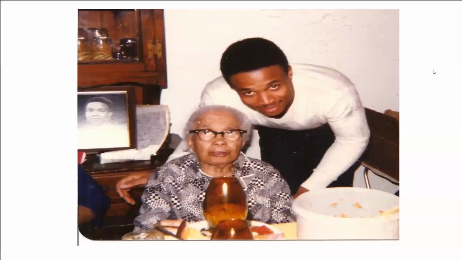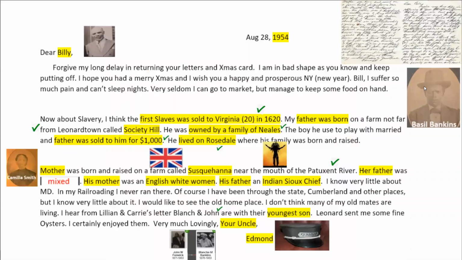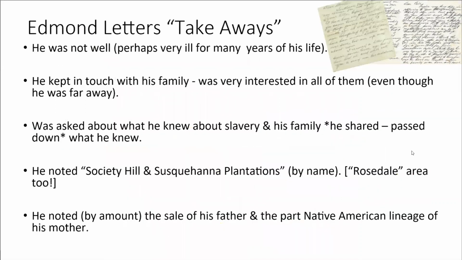This is my grandmother, and this is my aunt, who will be 97 years old next month, still with us. We'll talk more about them in a little bit. So we're still trying to deal with this English white woman and Indian Sioux chief, and how we're going to work this through. So at this point, we can look at some of the takeaways from Edmund and the letters.